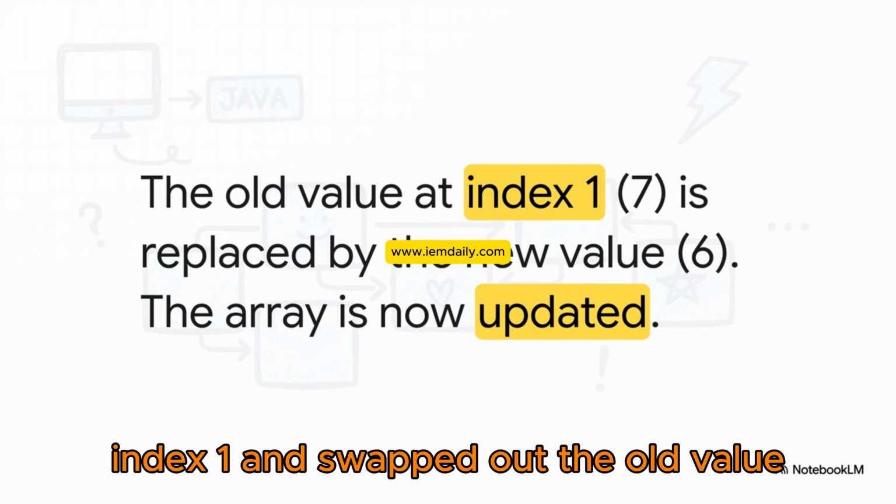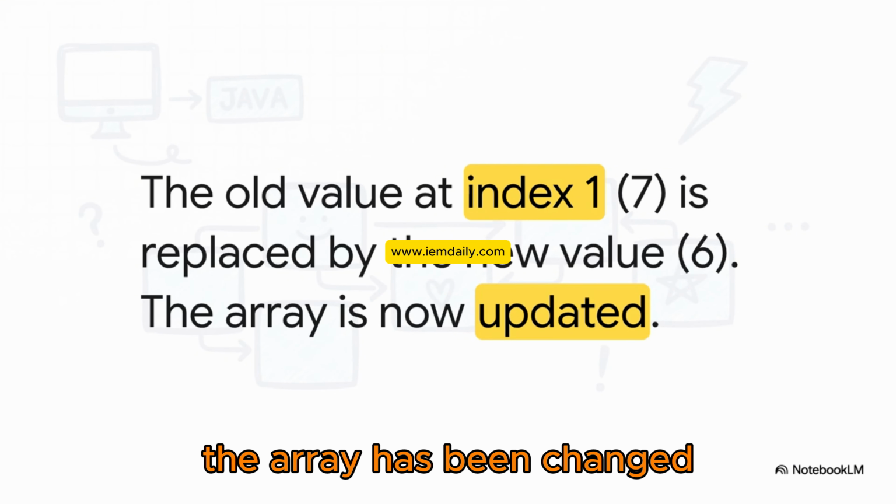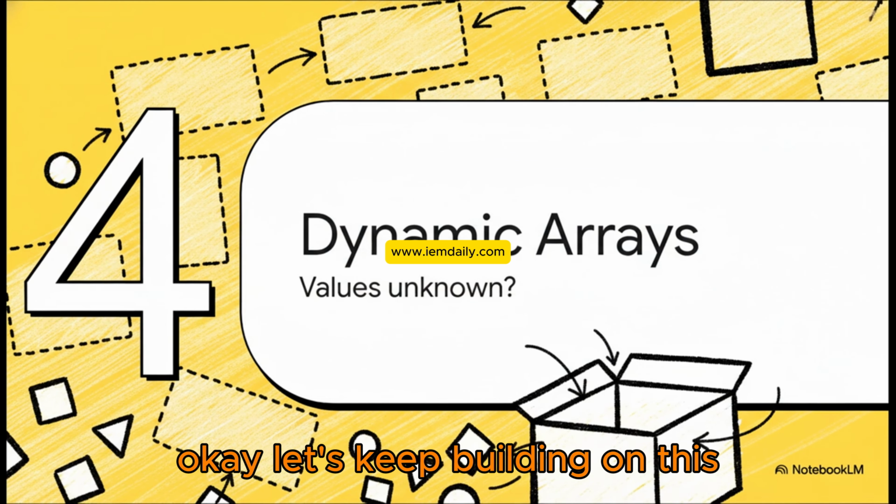We've gone directly to index 1 and swapped out the old value. The 7 is gone, and now a 6 is sitting in its place. The array has been changed. Okay, let's keep building on this.